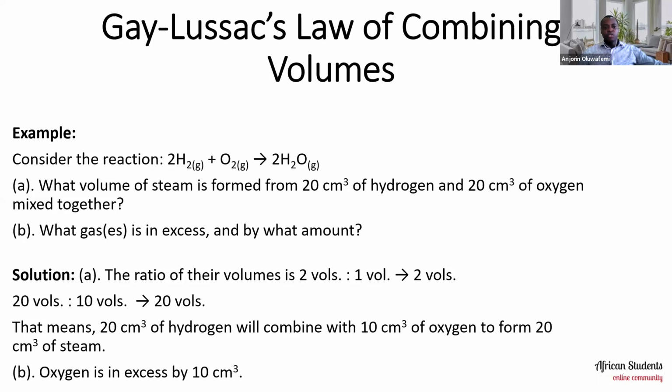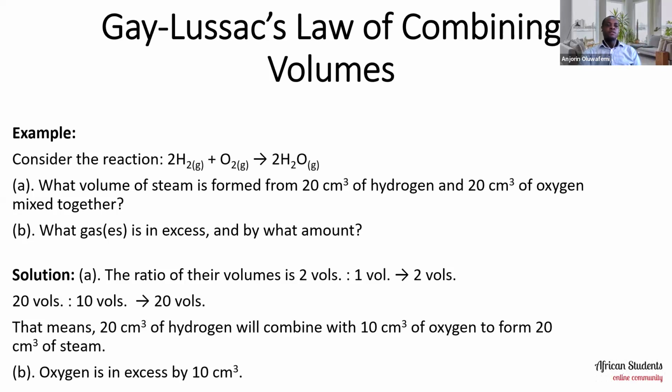That's the implication. That's the volume, the combining volumes now. Now, for us to be able to know, oxygen is in excess by 10 cm cube. Because what happens is that instead of us using up 20 cm cube that was mixed initially, what we end up taking up is just 10, because it's just one volume of oxygen that is involved in that combination. So you'll be left with 10 cm cube excess oxygen in that particular scenario.